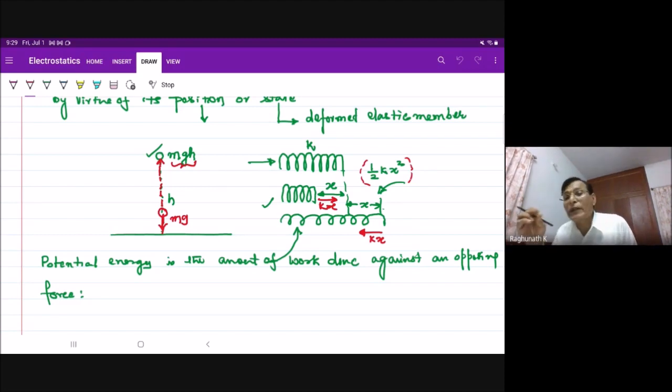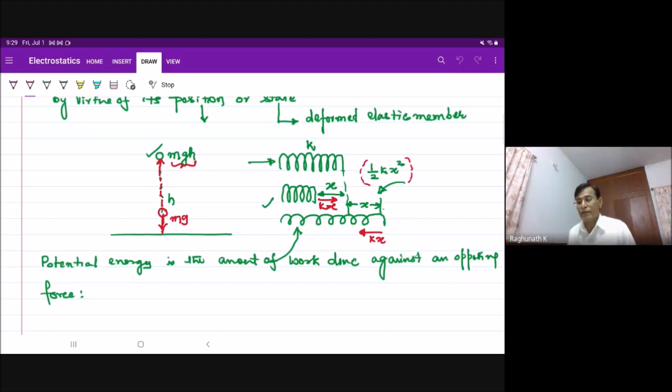Against that, you deform it by dx. Integral kx dx from 0 to capital X is definitely half kx squared. Please note that the energy stored in the spring is the work done against the restoring force.